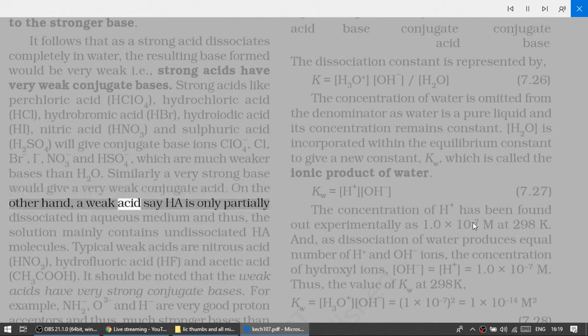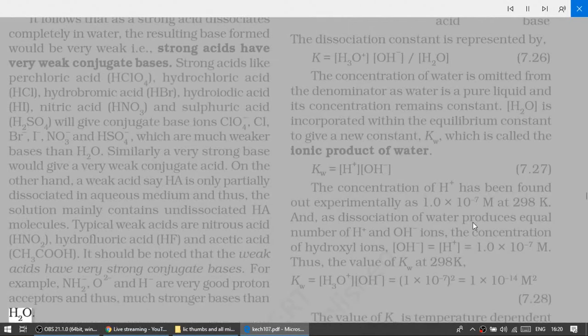On the other hand, a weak acid, say HA, is only partially dissociated in aqueous medium and thus, the solution mainly contains undissociated HA molecules. Typical weak acids are nitrous acid, HNO2, hydrofluoric acid, HF, and acetic acid, CH3COOH. It should be noted that the weak acids have very strong conjugate bases. For example, NH2−, O2− and H− are very good proton acceptors and thus, much stronger bases than H2O.